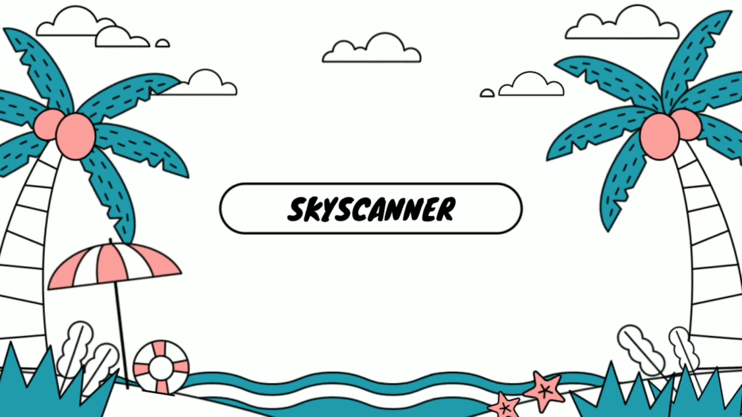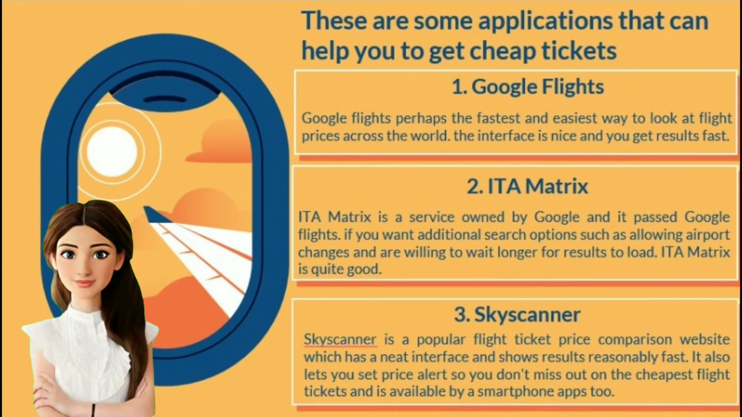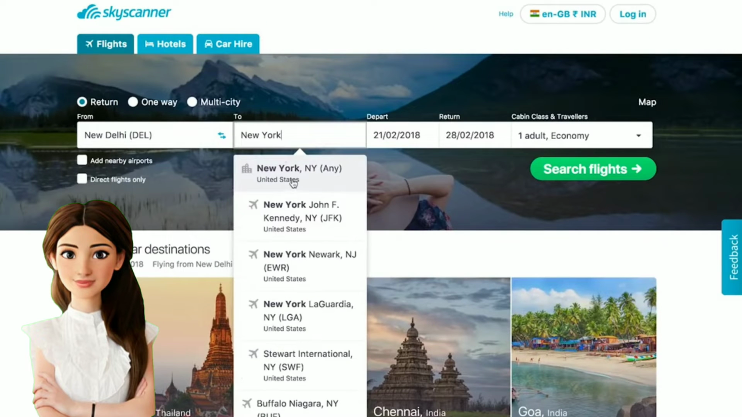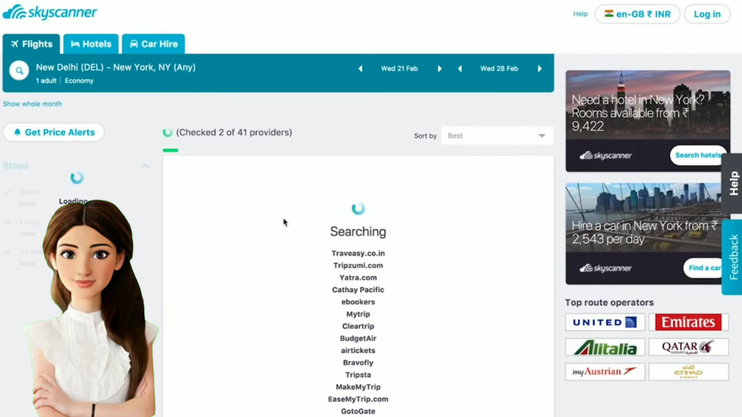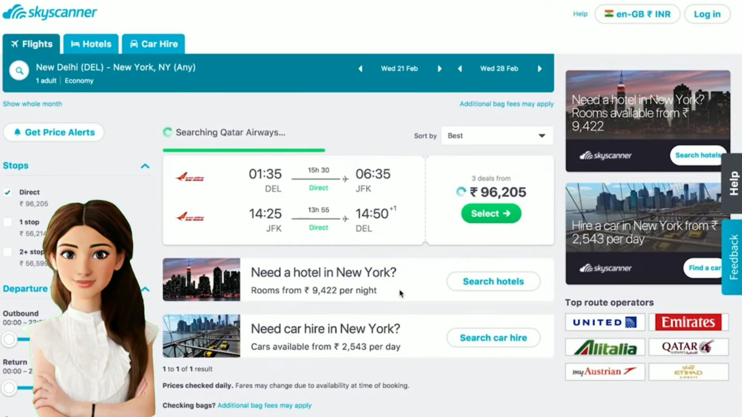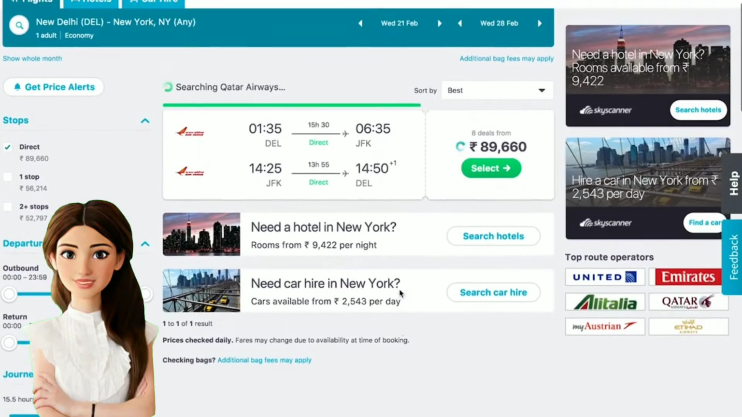Number 3. Skyscanner. Skyscanner is a popular flight ticket price comparison website which has a neat interface and shows results reasonably fast. It also lets you set price alerts so you don't miss out on the cheapest flight tickets, and it is available as a smartphone app too.